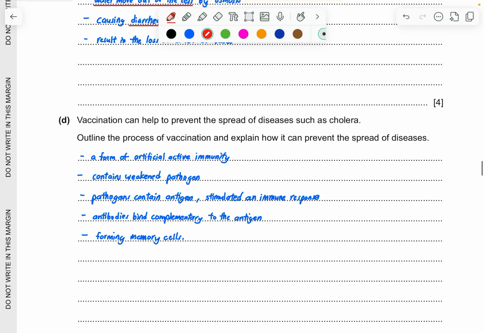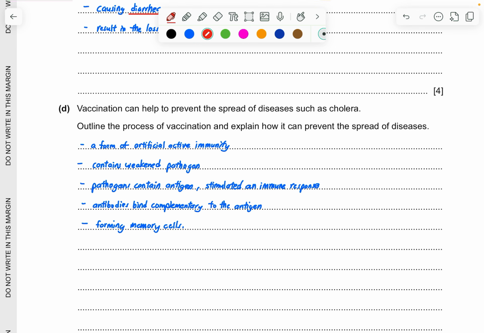And D, vaccination can help prevent the spread of diseases such as cholera. Now you have to outline the process of vaccination and explain how it can prevent the spread of disease. First, you talk about what is vaccination. Vaccination is a type of what? What kind of immunity are they producing? It's a form of artificial active immunity. And what is inside the vaccine? They have weakened pathogens.